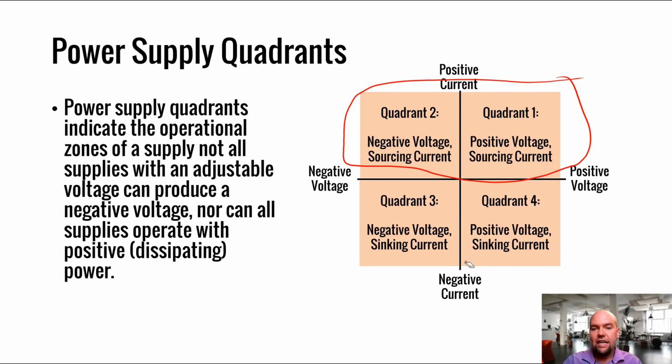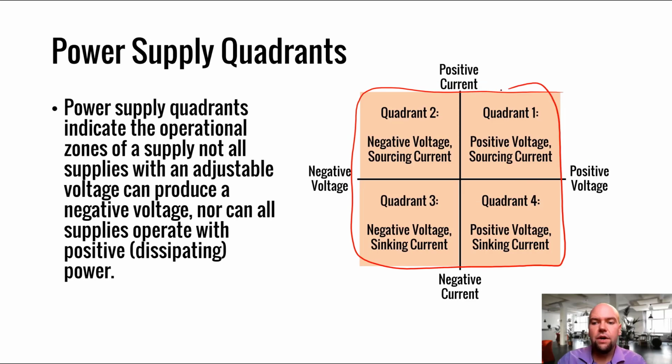What is really nice is a 4-quadrant supply, which is capable of operating in all 4 of these quadrants. We actually do have 4-quadrant supplies in the Power Lab. The Power Lab has supplies in there that are explicitly called 4-quadrant supplies. And what that means is it is a programmable positive and negative voltage, and it is capable of both absorbing and delivering and dissipating power. So just a little brief background.